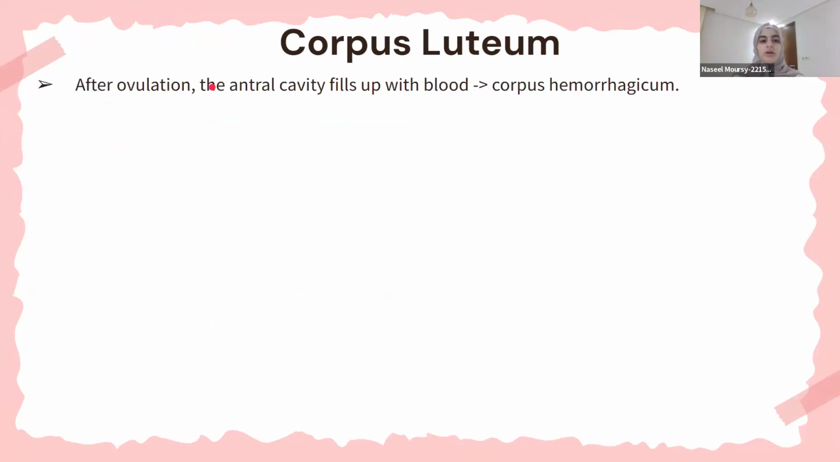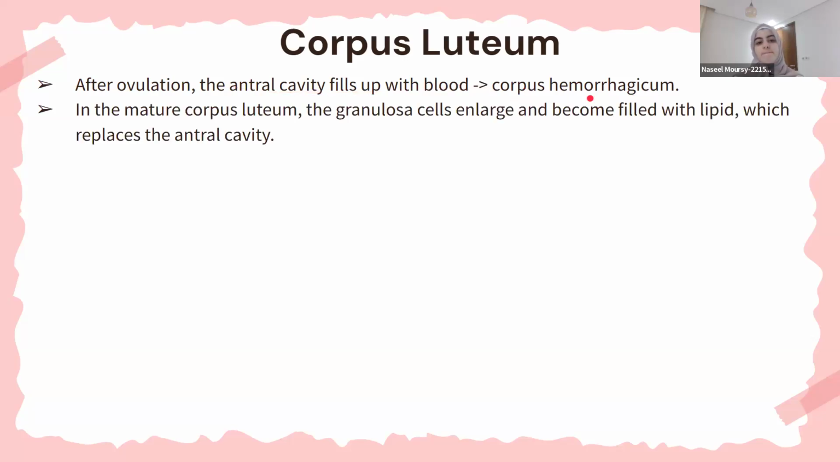Now, before it becomes called corpus luteum, because of the very aggressive process of ovulation, this corpus luteum fills up with blood because of the bleeding that happens. And then it's called corpus hemorrhagicum. Now, in the mature corpus luteum, the granulosa cells enlarge and become filled with lipid, which replaces the antral cavity. Remember, we talked about the LDL and HDL receptors.